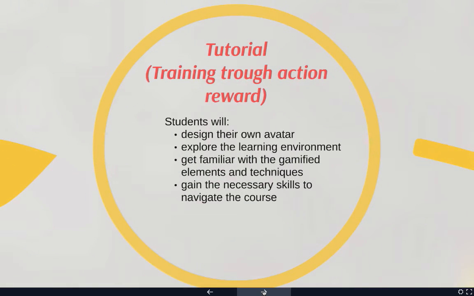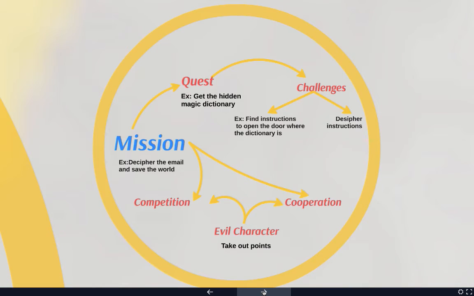The student will receive a training through Action Reward, in which the student will be able to design his own avatar, explore the learning environment, get familiar with gamified elements and techniques, and gain the necessary skills to navigate the course. Following our storyline, the student will embark in quests, such as finding the magic dictionary that will give him the clues for the next challenges. During the trip, the student will compete with other players or collaborate with them to win the challenges, and of course, will face the evil character several times, which leads the student to failure.